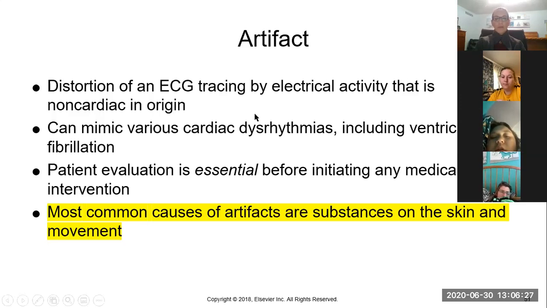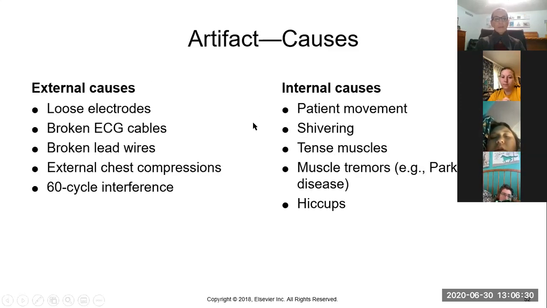There are other ones that we're going to go through. So here are the other ones. Loose electrodes, broken ECG cables, broken lead wires, external chest compressions. So if you're trying to do an EKG and somebody's pumping on somebody's chest, yeah, that's going to cause something. 60 cycle interference. Some internal causes are patient movement, shivering. So if the patient's freezing, you know how a lot of times those exam rooms are cold. Tense muscles, muscle tremors, like I said, in Parkinson's, or if they have the hiccups. Okay, so these can all cause artifacts.